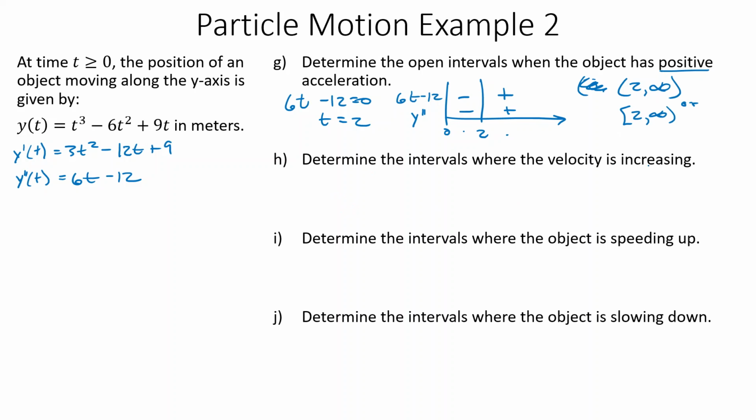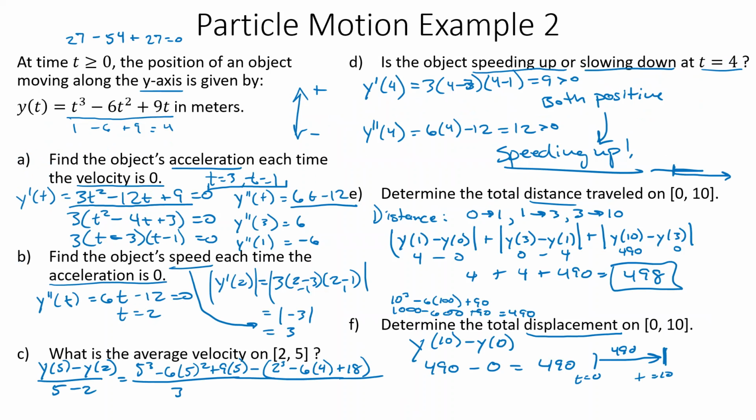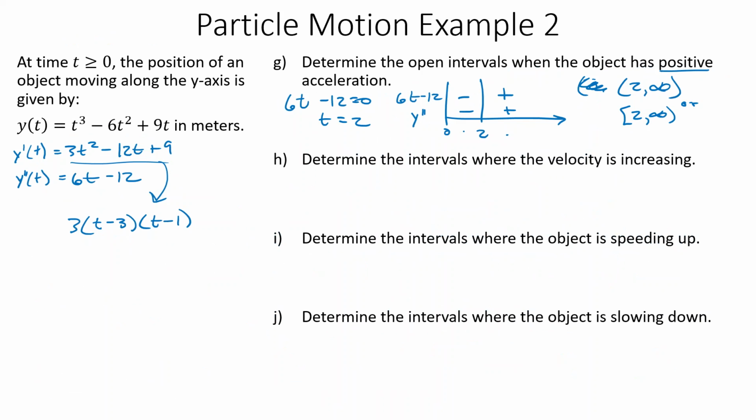Determine the intervals where the velocity is increasing. All right, so now we're looking back at this guy. We did have that factored before. That was 3 times t minus 3 and t minus 1, if I remember correctly. Go back and look. Yep, minus 3, minus 1. And so that equaled 0 at 3 and 1. So we can look at 1, 3, and we start at 0. We've got factors of t minus 3, t minus 1, and 3. We can leave off the 3, it's always positive.